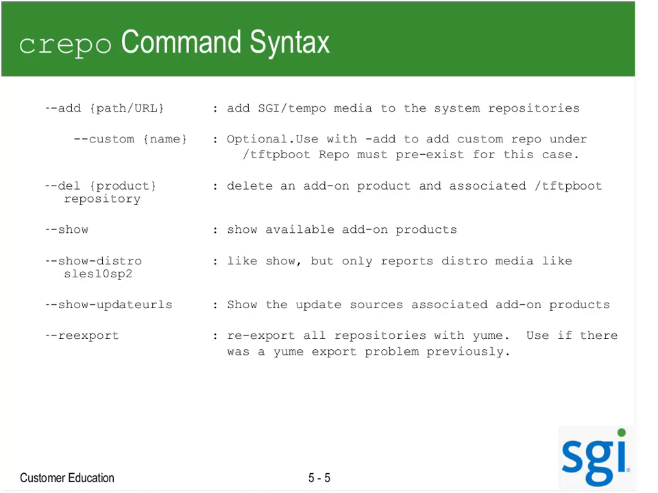So the next page, 5.5, is just showing the syntax. So I can add stuff to the repository, and this would include the SDK, things like that. So --add and then --custom is the name that this repository product or component is going to be. We can delete it, we can show what's there, show updates, and re-export. If I made changes, I can re-export my repositories.